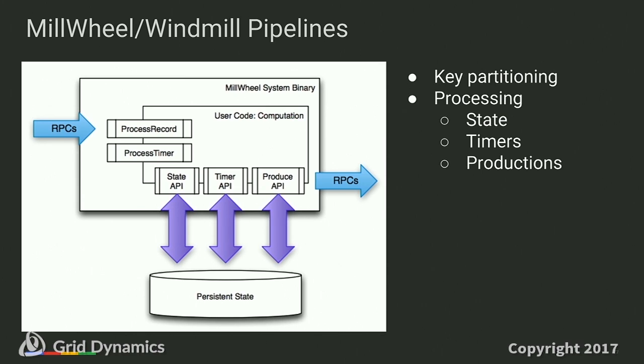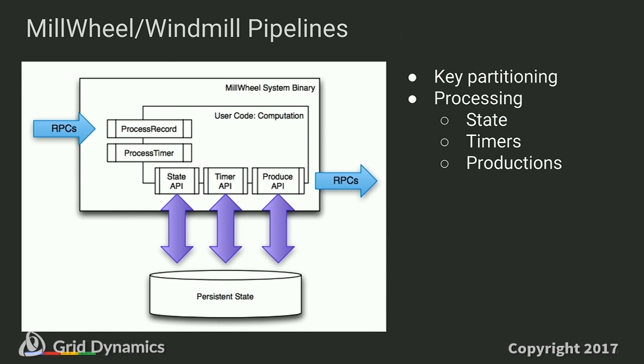So what was the Millwheel model? The Millwheel model was a key partition model. So this actually maps very nicely to the Beam model where you do group by keys and you process things per key. Everything traveled through the system as key value pairs, actually key value timestamp pairs, because event time is a key part of the model.